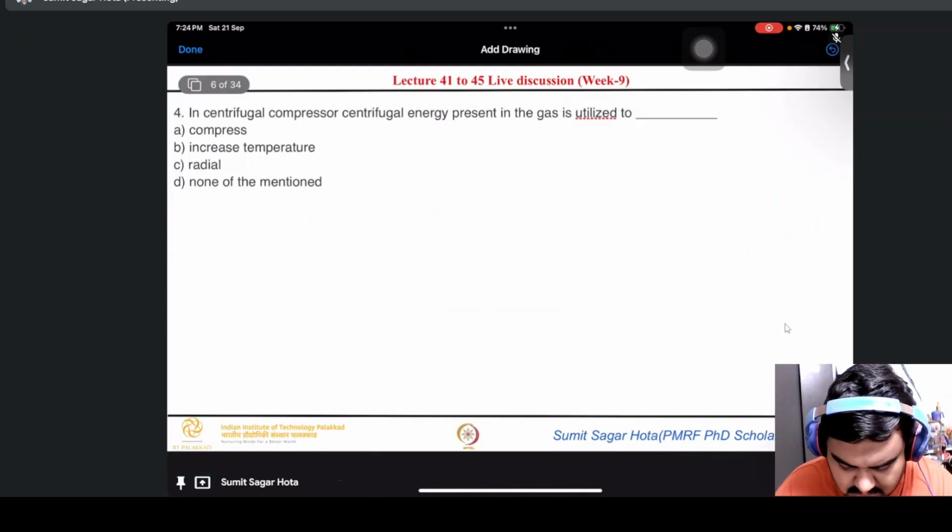Then in a centrifugal compressor, the centrifugal energy present in the gas is utilized to what? Obviously, compression means it's going to compress, to do the work. Compress means here it is to do the work.